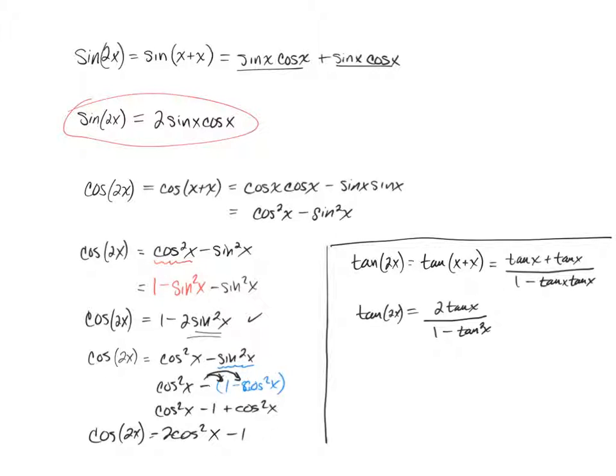But again, sometimes it's just as effective to just think sine of 2x over cosine of 2x.